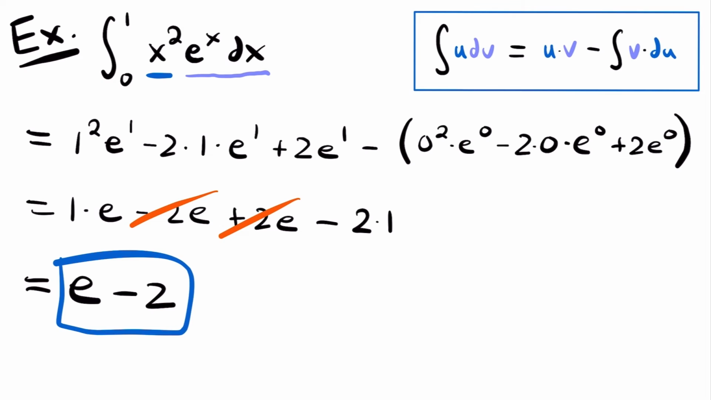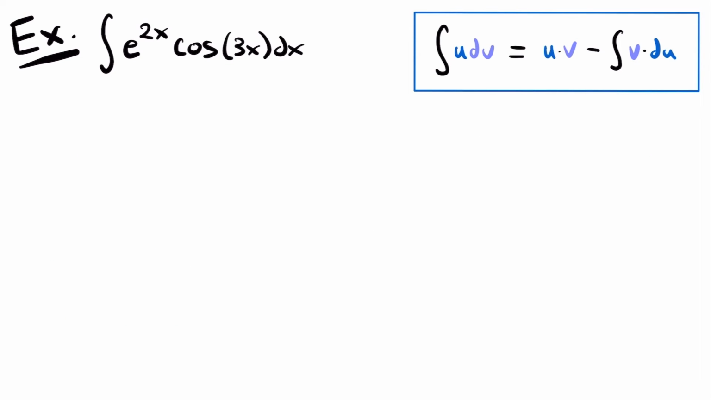Let's look at one more example for this video. All right, so here's our last example. We have the integral of e to the power of 2x times cosine of 3x dx. We're going to need to use integration by parts to solve this integral because none of our other integration methods are going to work.